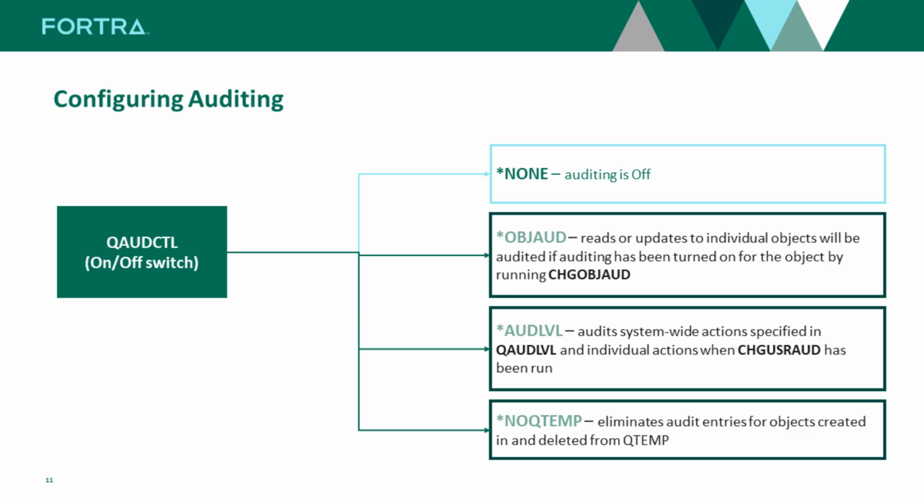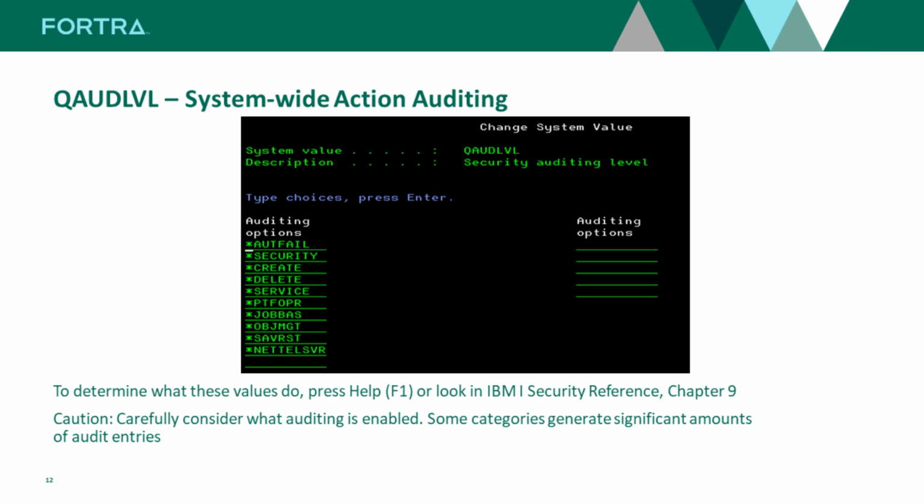Now, no QTemp, this can certainly help reduce some of the noise from the audit journal. You can put no QTemp on, so you're going to eliminate those activities happening in QTemp. But be aware that whether you have no QTemp in that value or not, create activities and delete activities in QTemp are not logged to the audit journal ever.